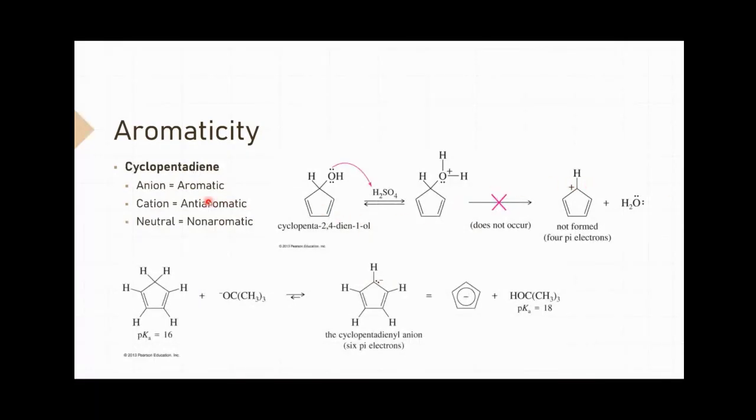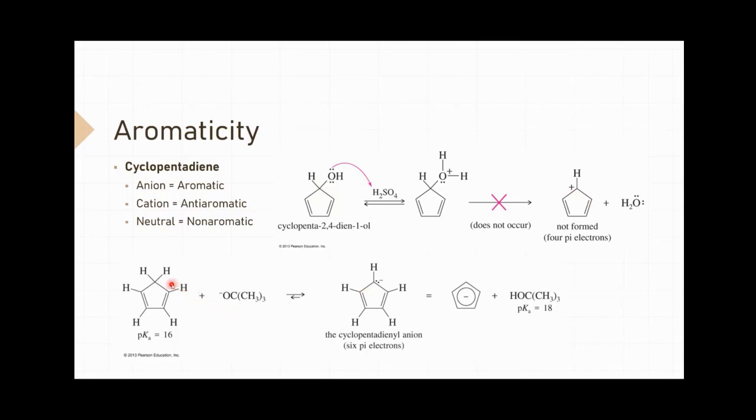So let's look at cyclopentadiene. Let's say I dehydrate this, right? So I basically remove this OH. I went from a non-aromatic ring to an anti-aromatic ring, right? Because I have 4 pi electrons here. And so this will not occur because I went from non-aromatic to anti-aromatic.